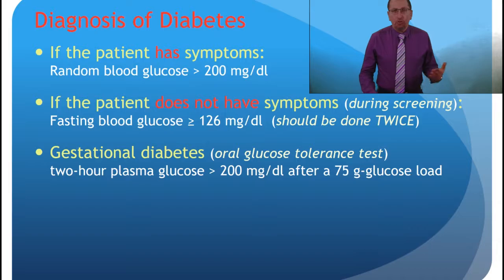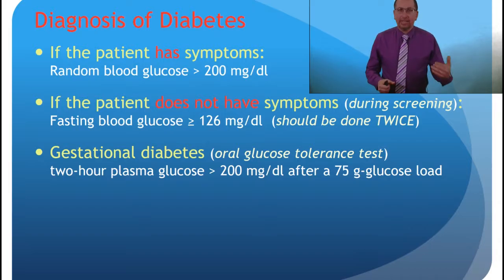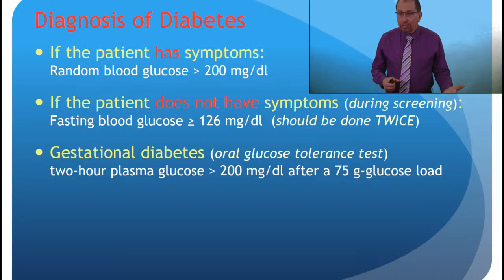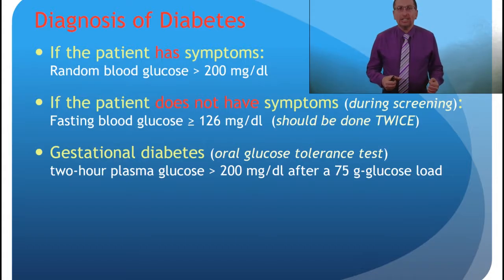If I ask you what is the most accurate test to diagnose diabetes, your answer should be the glucose tolerance test, the 2-hour postprandial plasma glucose level. And do we do it frequently? Only to diagnose gestational diabetes, only when we are concerned with the development of diabetes during pregnancy. We do this test, the oral glucose tolerance test.